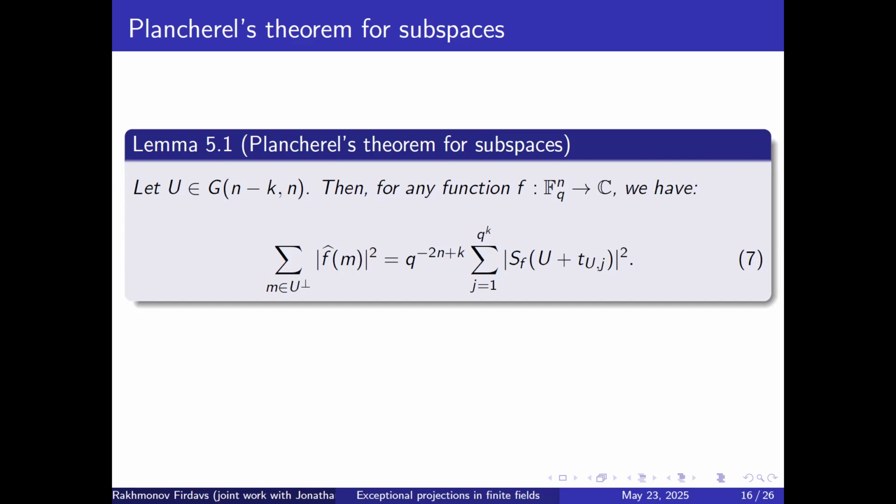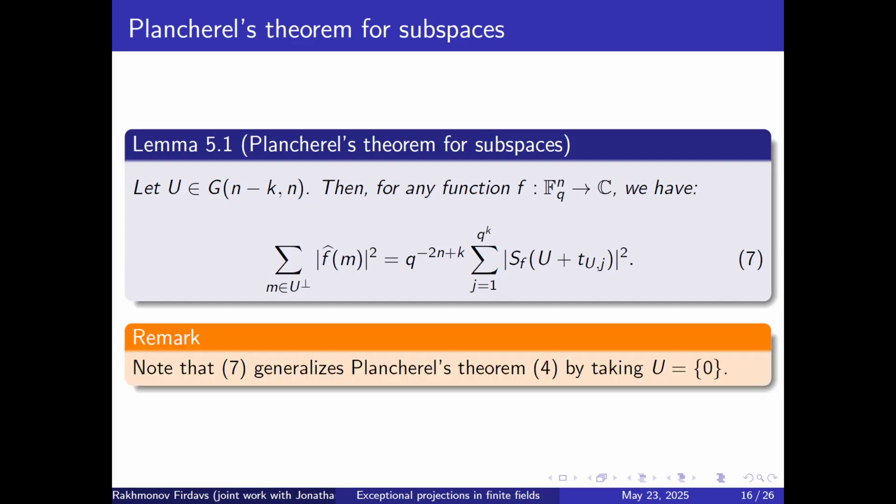And in particular, it generalizes Plancherel's theorem if we take U to be the trivial space, because if U is the trivial space, then U perp is obviously the whole space F_q^n. And on the right-hand side, you will get q to the minus n times the L2 norm of the function.